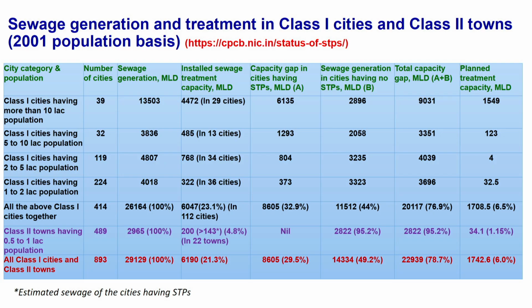In this manner we can see that sewage generation from class 1 cities and class 2 towns is approximately 30,000 MLD, and installed capacity is only 6190 MLD. So, there is a huge capacity gap, and now in the metro cities also the government is planning to have more STPs, so that the wastewater could be treated properly, and also there would be efforts to recycle it as drinking water.